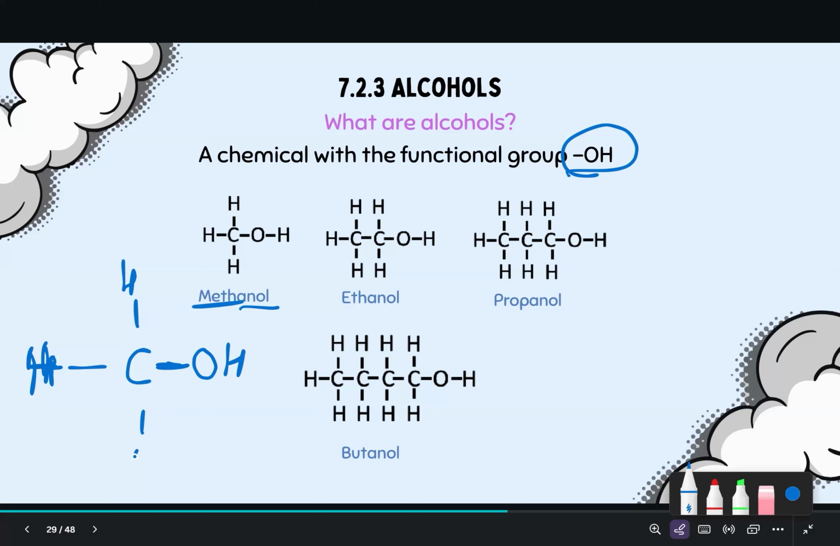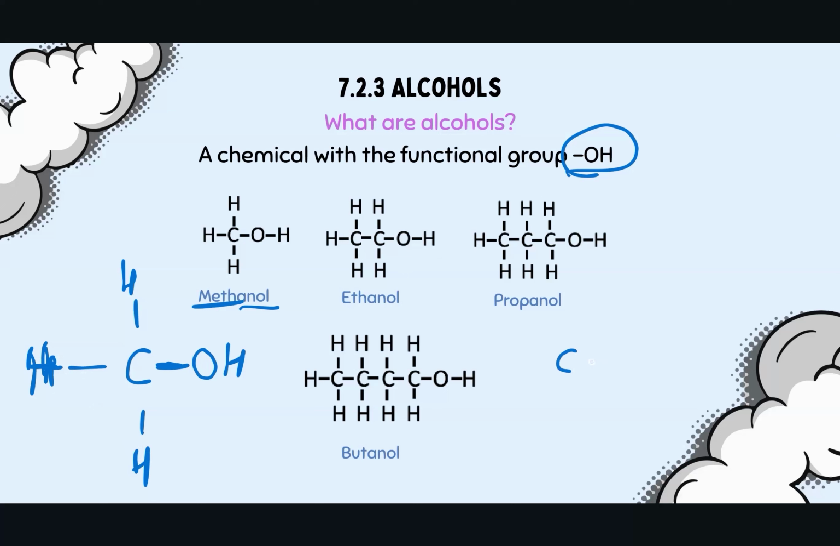Let's try propanol. So we've got one, prop means three carbons, so we draw our three carbons. It says anol, so we add our OH. Then we're just filling the rest with hydrogens. So don't forget this carbon can have four hydrogens, so it's already got one.